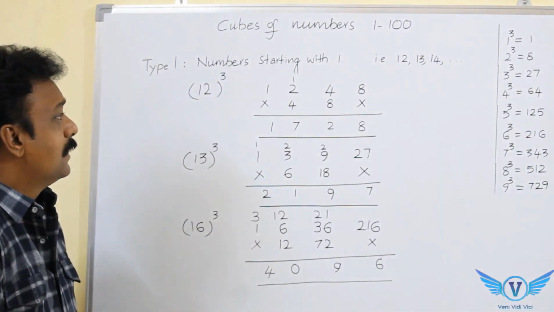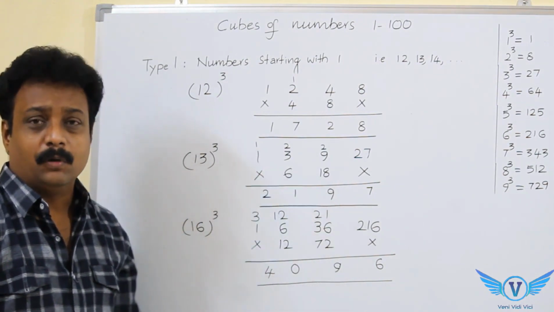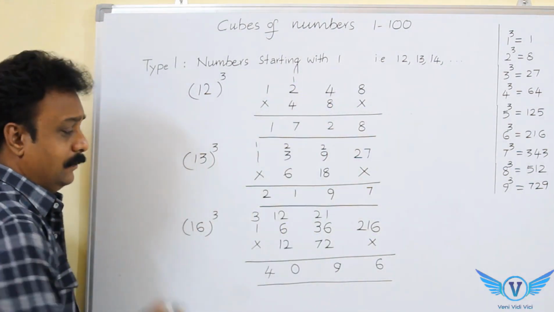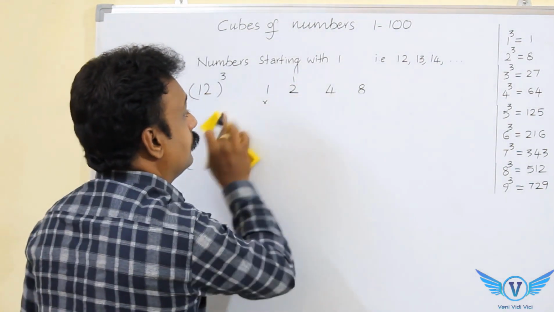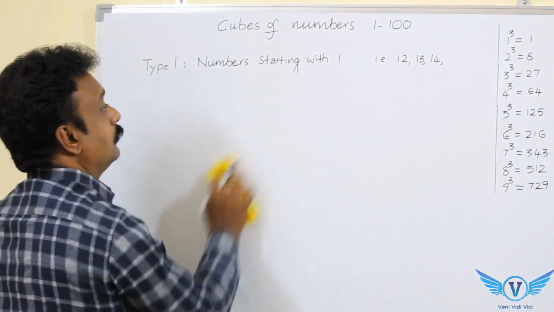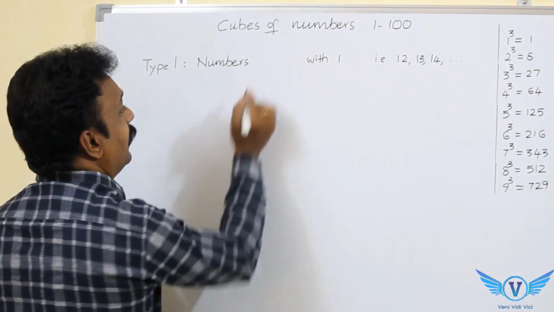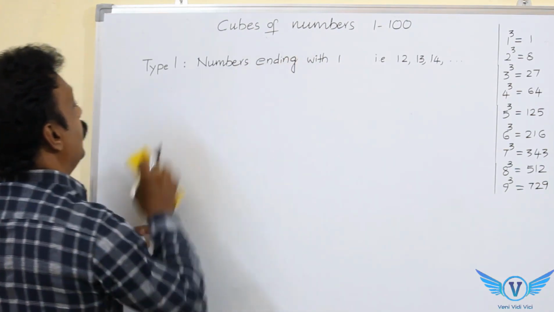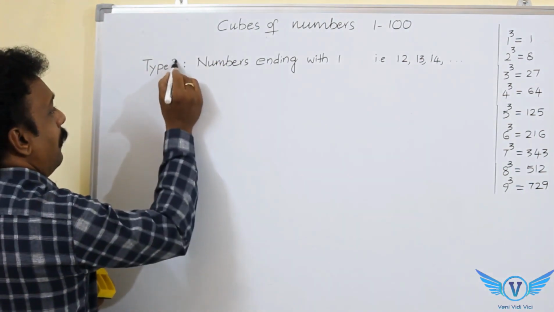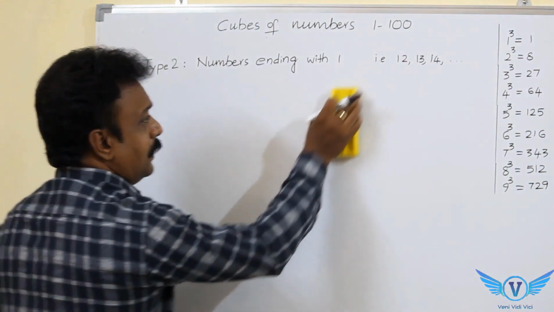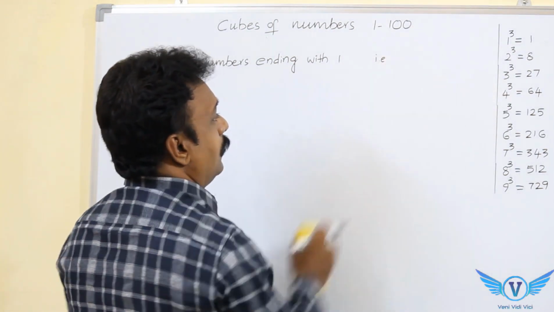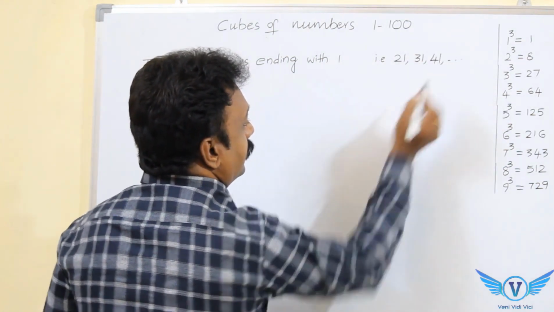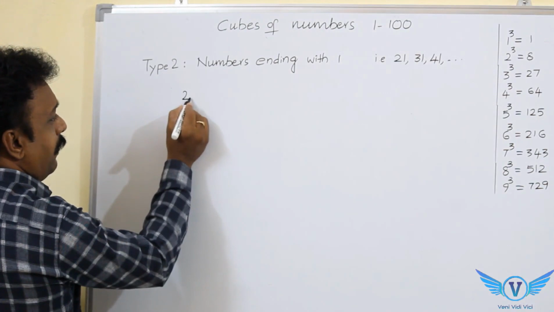Now, let us go to type 2. What is type 2? Numbers ending with 1. That is 21, 31, 41, like that. Let us take 21 cube.